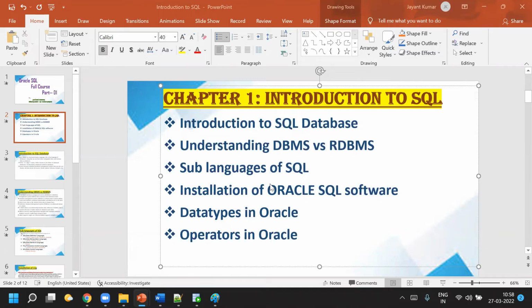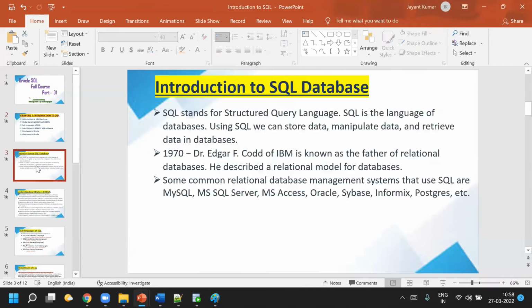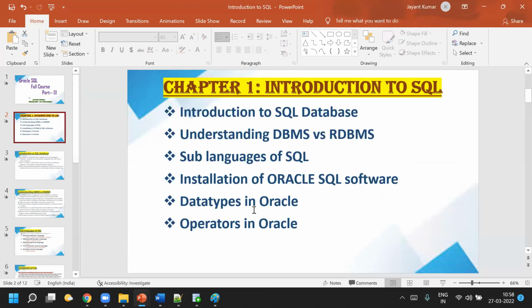Whoever has not installed, I will help them to install, and I will instruct them on what things are needed. Okay. And whatever I am just planning. So that's what, Oracle SQL introduction. These are the Oracle introduction to SQL topics. What we have: sub languages of SQL, installation of Oracle, data types in Oracle, operators in Oracle.